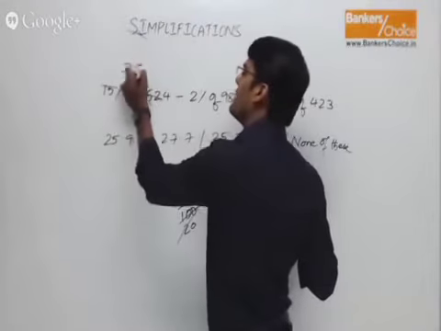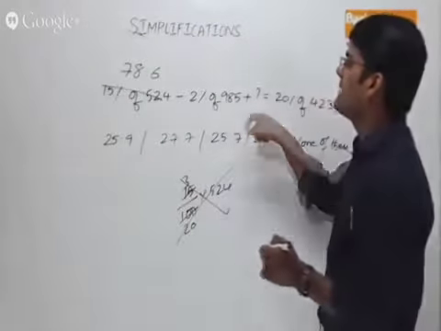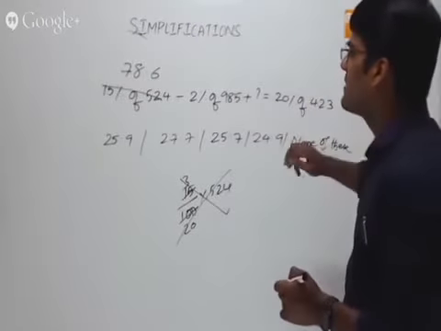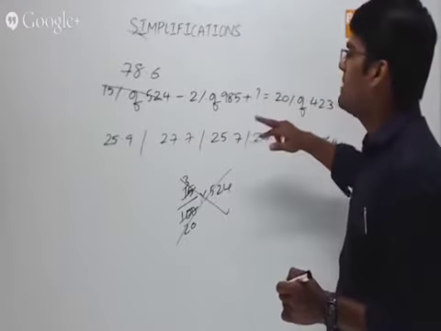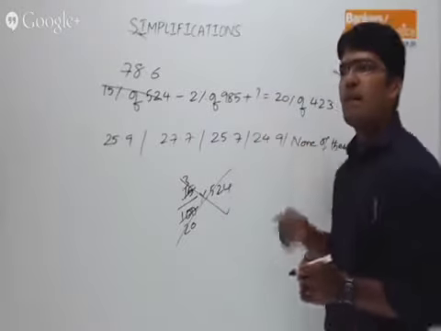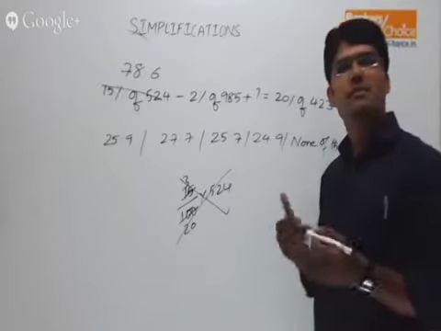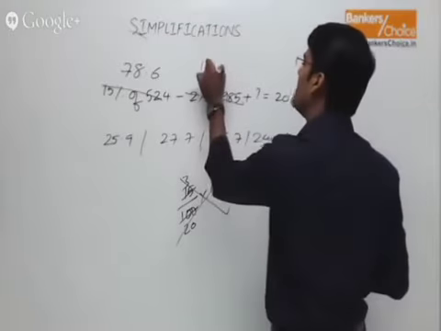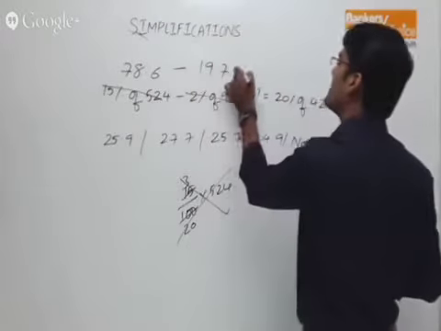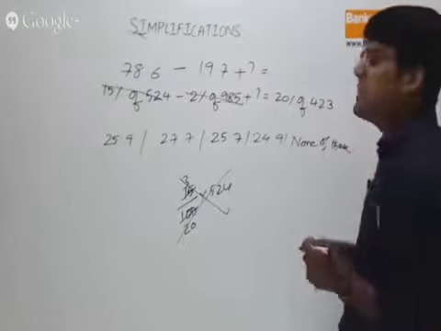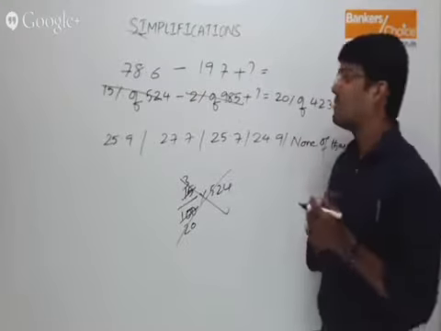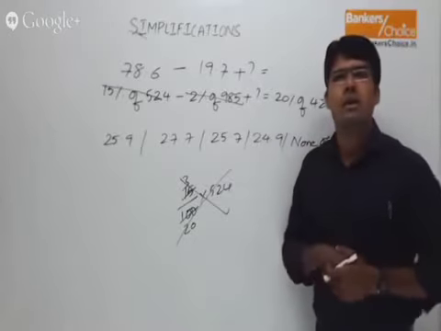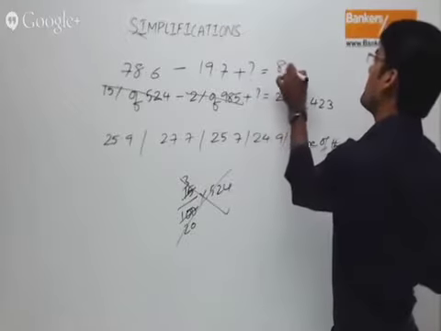This part is 78.6. 2% of 985. 1% is 9.85. 2% will be double. So 9.85, 9 doubles to 18, 0.85 doubles to 1.7. 18 and 1.7 will be 19.7. 19.7 with a negative sign, plus some question mark, will be equal to 20% of 423. 10% is 42.3. 20% has to be double. So 84.6. Yes, this is 84.6.